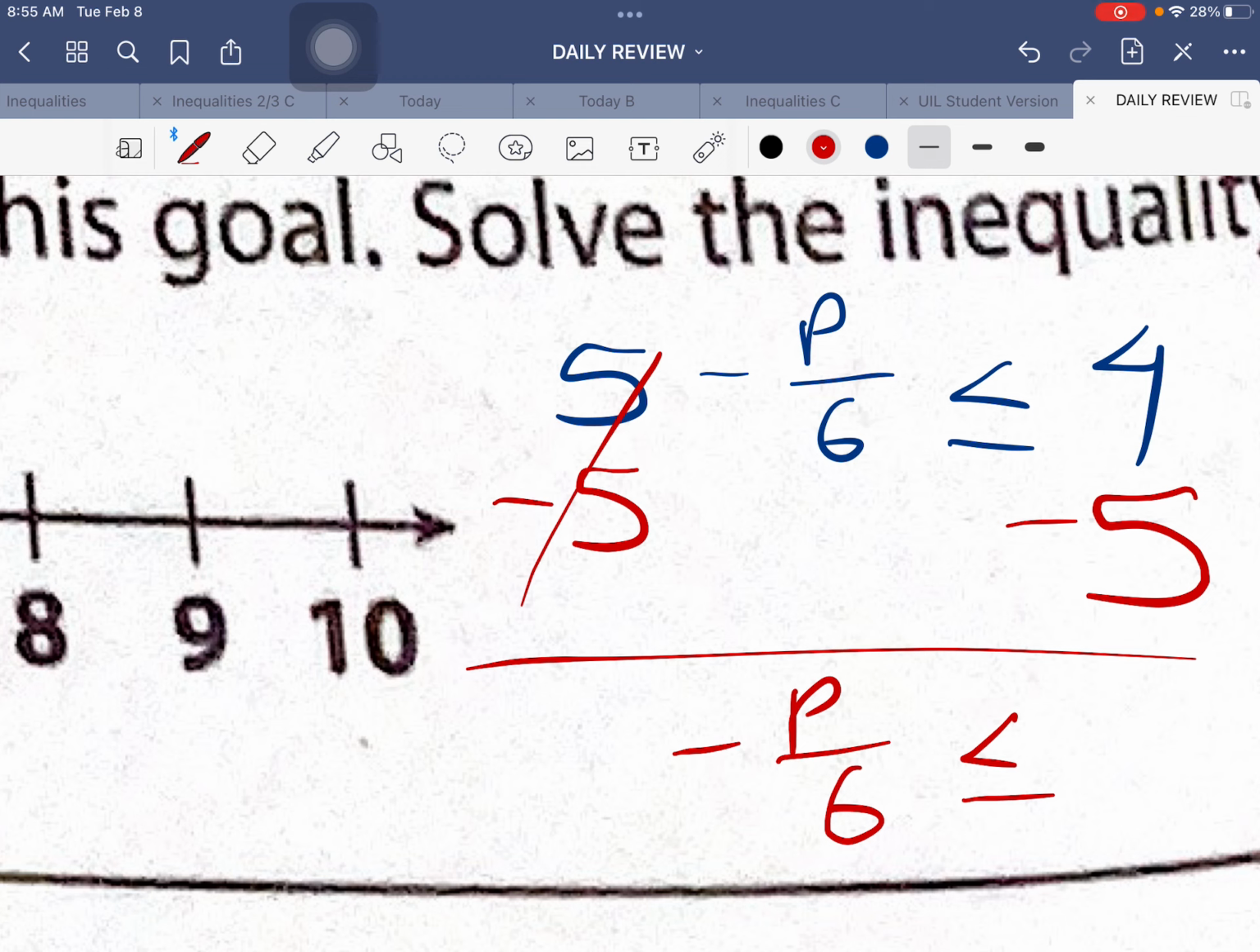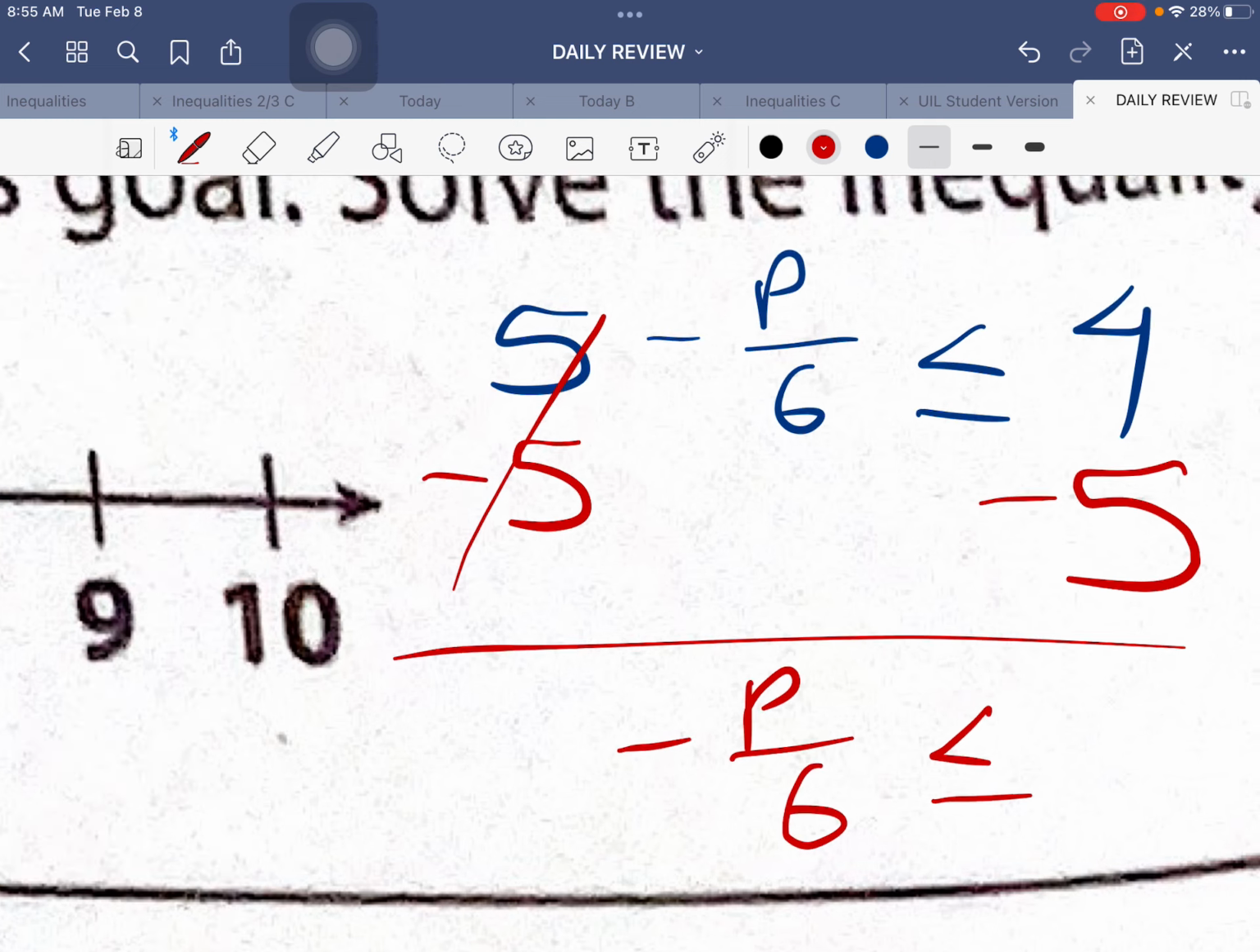Now, 5 and 4, same sign or different sign? Different signs, what do you do? Subtract. What's 5 minus 4? 1. Which one is bigger? 5. So it's negative 1.